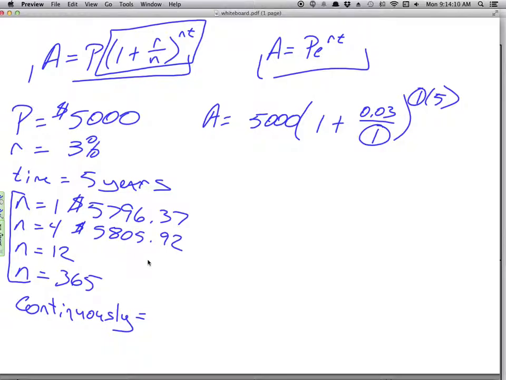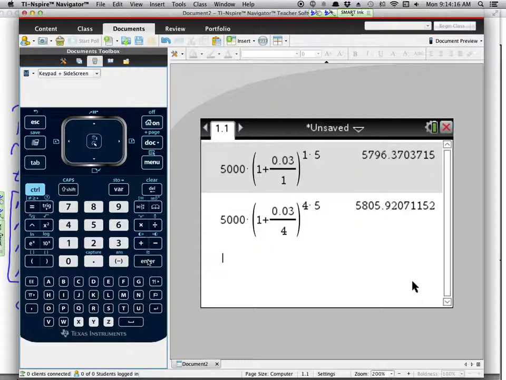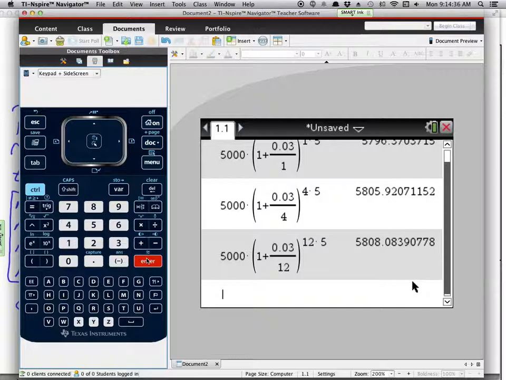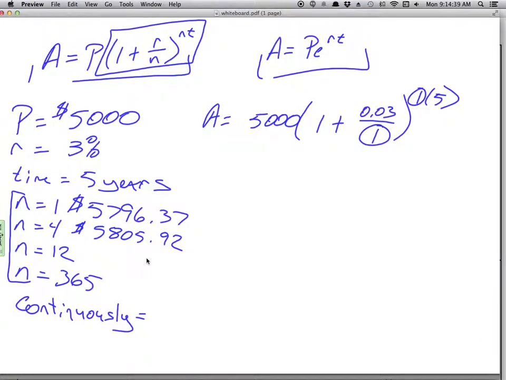What did you notice about how much money we made? We made more money. So let's see what happens when I compound 12 times. Again, back on my calculator, highlight it, press enter, and now I'm replacing the 4 with a 12. And I get 5808.08. So what's happening to the amount of money I'm making as I increase the number of times I'm compounding? I'm making a little bit more money.